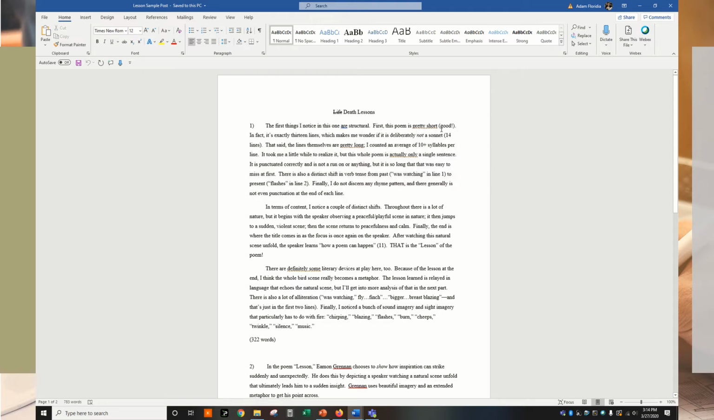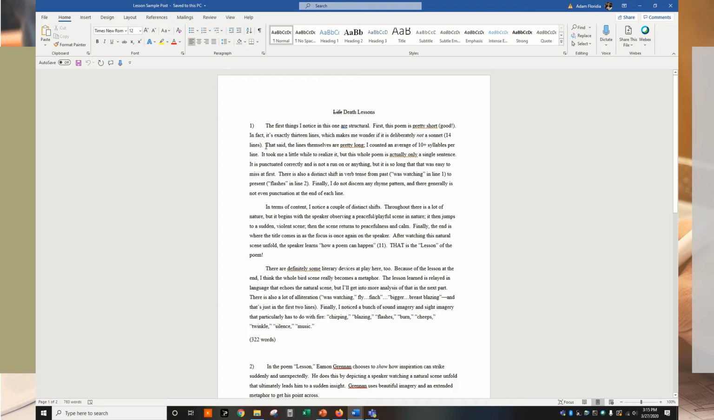First, the poem is pretty short. Good. I mean, I could write conversationally. In fact, it's exactly 13 lines, which makes me wonder if it's deliberately not a sonnet, which is 14 lines. You might not know that. Maybe you don't know much about sonnets. Sonnets are 14 lines. They're very formal, very structured. So when I see something that's 13 or 15 lines, it makes me wonder, why did the poet go for close, but not exactly a sonnet? He chose not to, and he chose to go close, but not exactly.